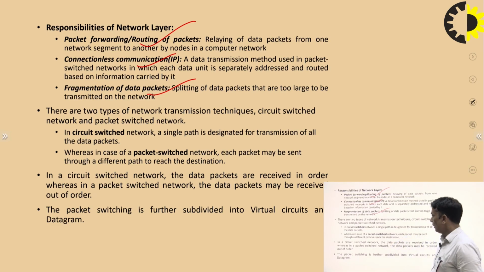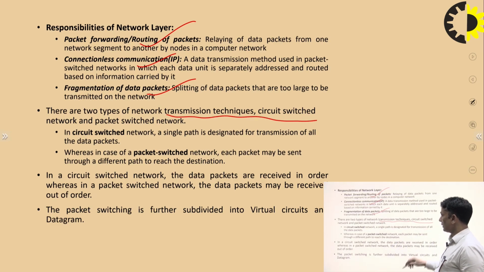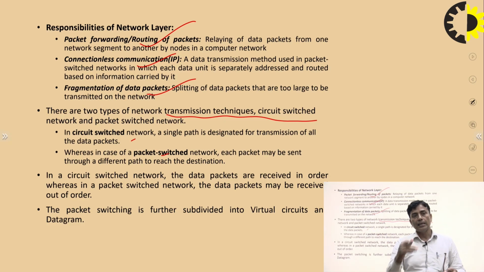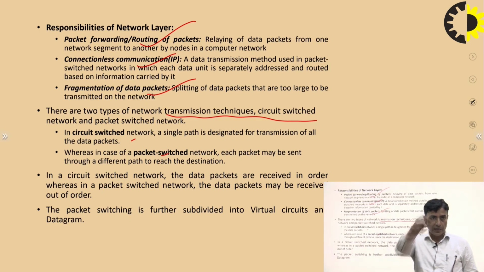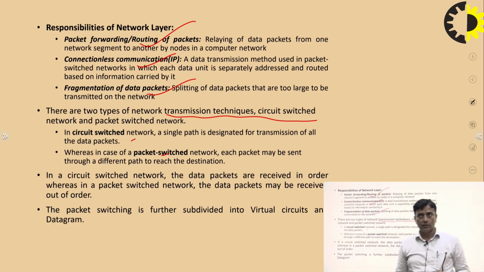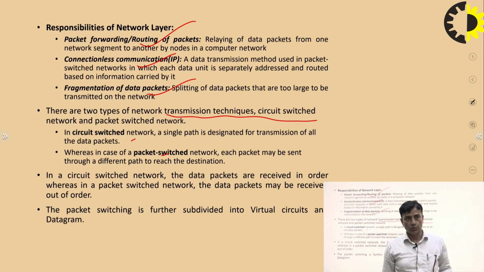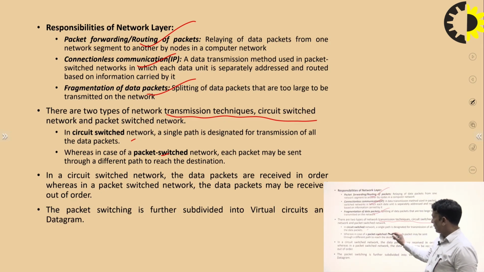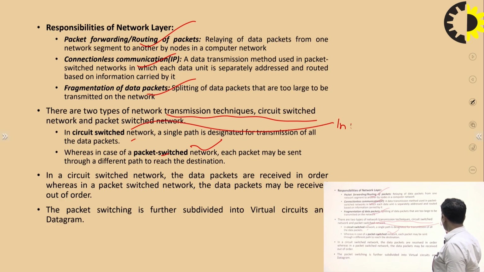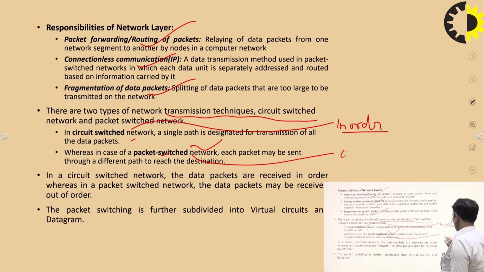There are two types of network transmission techniques here, circuit switch and packet switch. In circuit switch, a dedicated link from source to destination is established, and all the packets follow that route. In a packet switch network, the different packets of the same message can adopt different possible routes from source to destination. So there is a chance of out of order delivery, whereas circuit switch gives in order delivery. In order means all the packets are received in order, while here they may be received out of order.